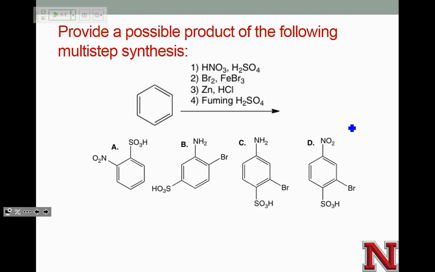So looking at this one, when it gives you a bunch of lists, the easiest way is to write out the product after each step. You can try to think about it in your head, but writing it out after each step is going to be the easiest. So we're starting with benzene, and we're reacting with our HNO3 and H2SO4, so we're adding our NO2 group. And this is benzene, so we can add at any position. So I'm just going to put it up here for now.